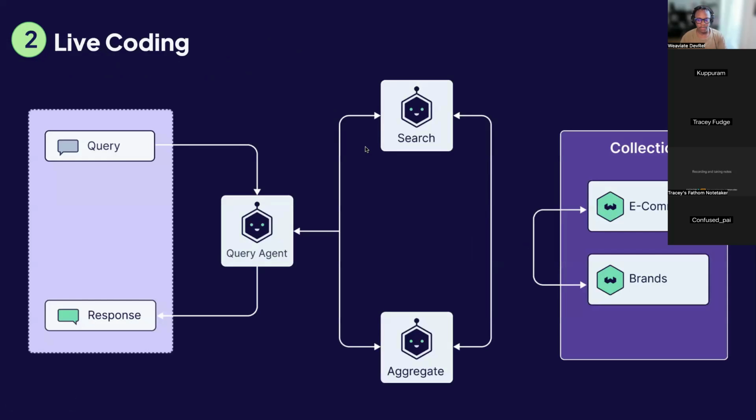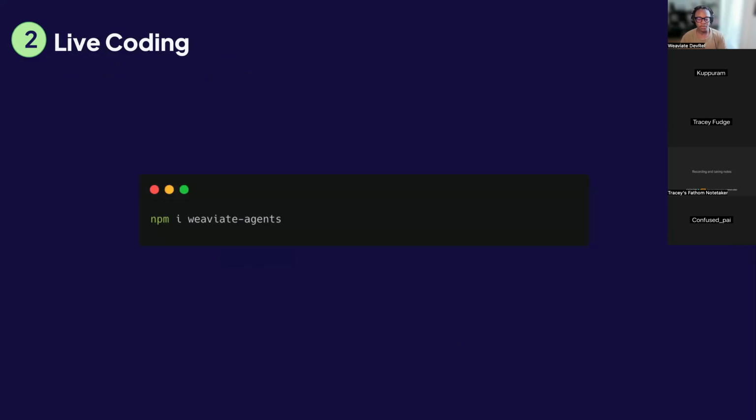And what we'll be live coding today is a bit of an application. We'll be working with JavaScript, like I mentioned before. And essentially, our JavaScript application will be interacting with the query agent. We'll be using search and aggregates as the tools exposed to the query agent, and then accessing e-commerce and brand collections. So really important to actually use the query agent.